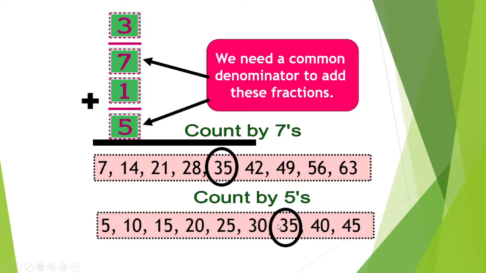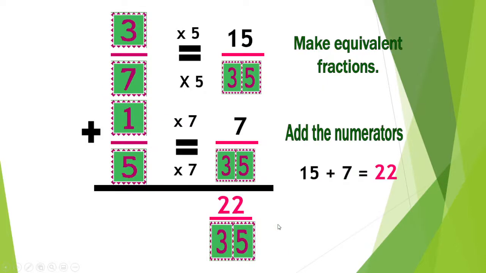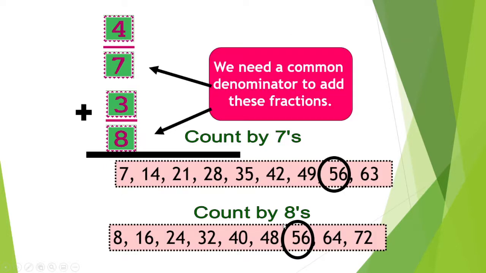Skip count by 7, skip count by 5. So that is 35. So 7 became 35. Why? Times 5. So the 3 will also be multiplied by 5, so it becomes 15. The 5 became 35 because times 7. So 1 times 7 is 7. 15 plus 7 is 22 over 35. 22 over 35 has no common factor, okay? Because 22 is 11 and 2, and 35 is 7 and 5, so none. So that will be your final answer.